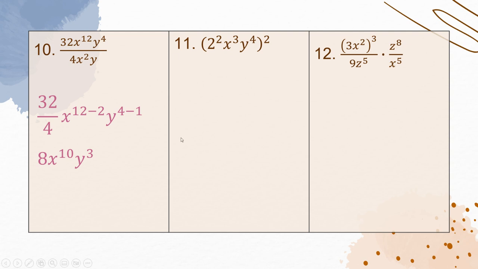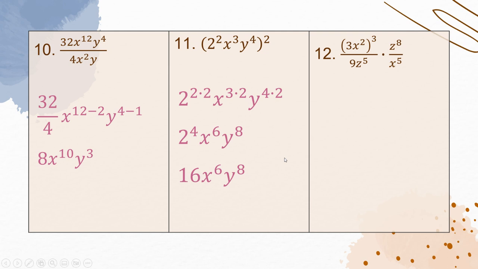Now, number 11 is a little different. We still have a product here. We have 2 squared, x to the 3rd, y to the 4th, all raised to the 2nd power. I have to raise each part of these products to the 2nd power. So I have 2 squared times 2, x to the 3rd times 2, and y to the 4th times 2. Remember, we're multiplying here because we have a power to a power. So I would have 2 to the 4th, x to the 6th, y to the 8th. Well, 2 to the 4th is just 16. So I have 16x to the 6th, y to the 8th.